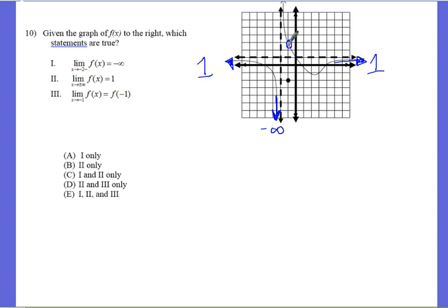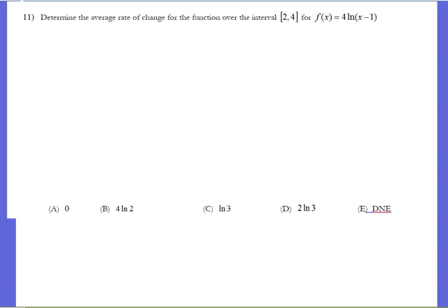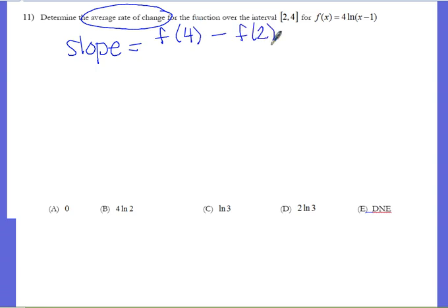Well, this would be the limit value, which is 3. This would be the y value, which is negative 2, and they are not the same. Therefore, 1 is true, 2 is true, but not 3. Therefore, C. Number 11. Determine the average rate of change, which is the same thing as plain old slope. That would be f of 4 minus f of 2 all over 4 minus 2.